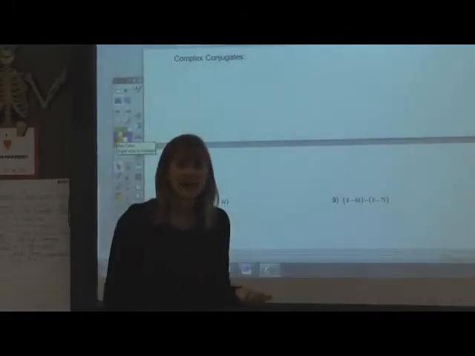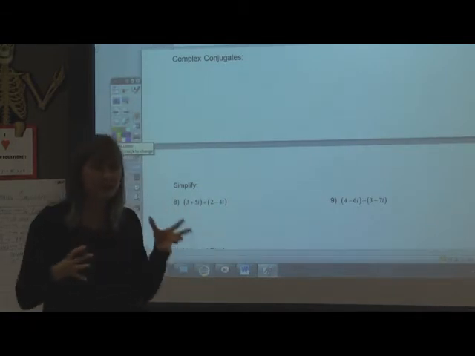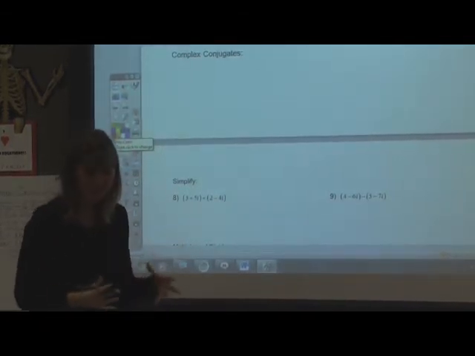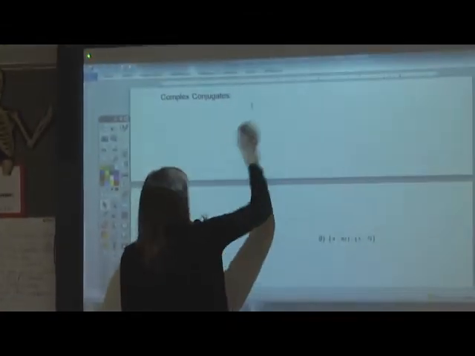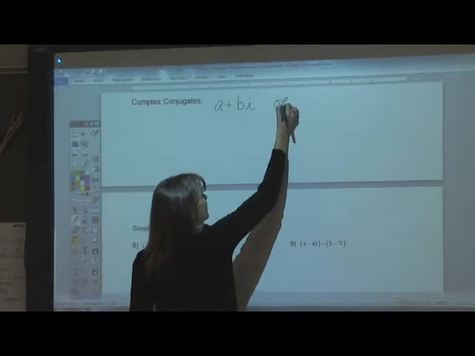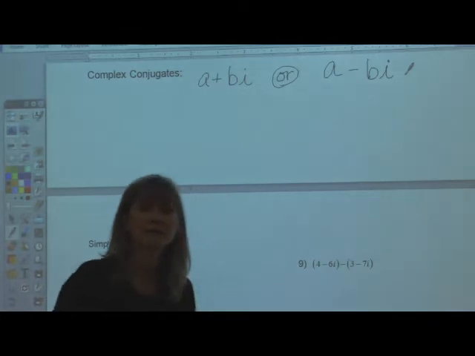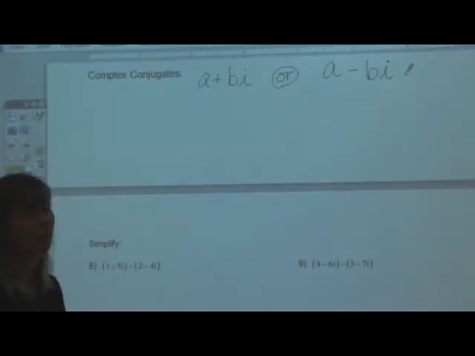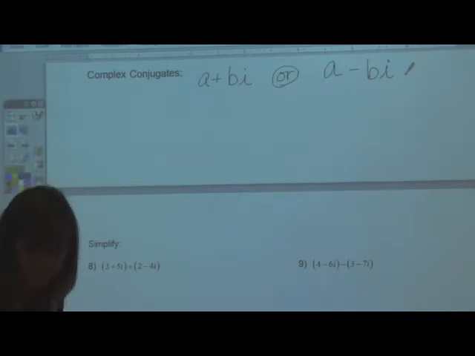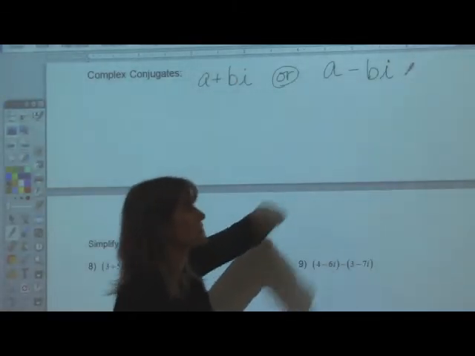Okay, so now moving on to complex conjugates. A complex conjugate is just that real part and that complex part put together. A conjugate is in the form A plus BI, or keep in mind that it can also be A minus BI. Where A and B are numbers, I is that imaginary part. Remember, I is technically equal to the square root of -1. So things written in this form are called complex conjugates. One's positive, one's negative. They've got opposite signs.